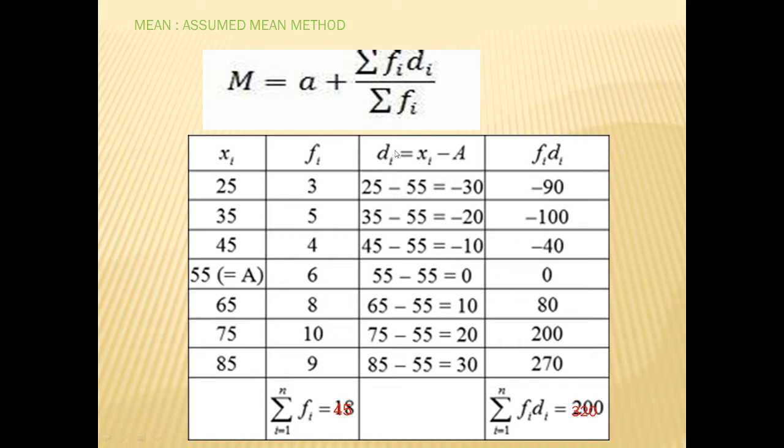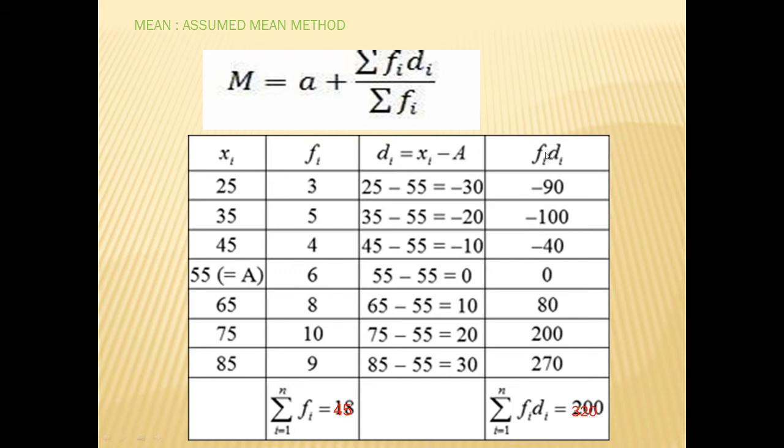Now you are supposed to find the deviations. How to find the deviations? From all the class marks you subtract the assumed mean. From 25 subtract 55, from 35 also subtract 55, like that go on doing. From each and every one you subtract this assumed mean only, then you'll get this. Now fi di is nothing but this is fi and this is di. Multiply these two, the result is this one, and go on multiplying fi di like that, then you will get all these numbers.